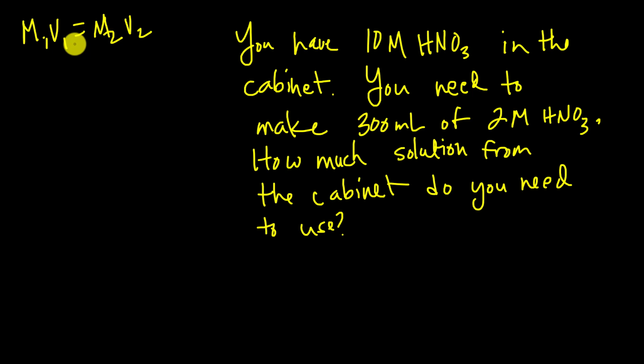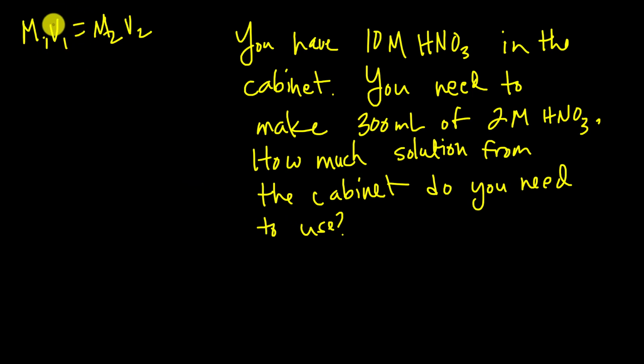And that's exactly what's going on here. M1 times V1 equals moles, and then after we dilute it, M2 times your second volume also equals number of moles. So since they both equal the number of moles, we can make them equal to each other. So we've got M1V1 equals M2V2. Let's show you how this works in the context of this problem to the right, and this will be the last problem. We'll be all done at that point. So actually what we're solving for, just so we're clear, is how much solution from the cabinet do you need to use.